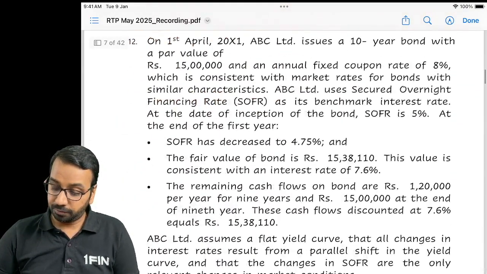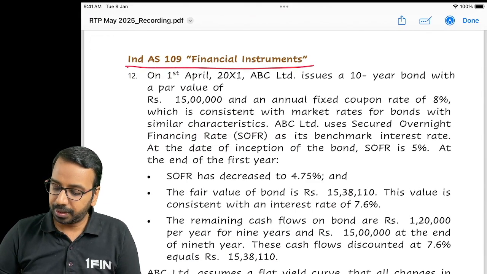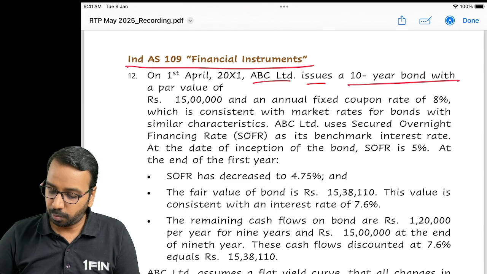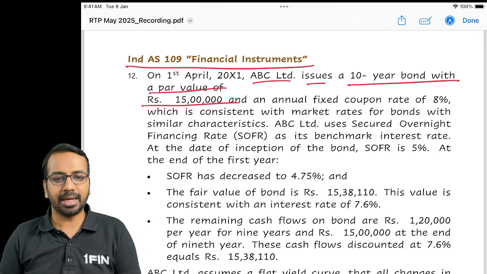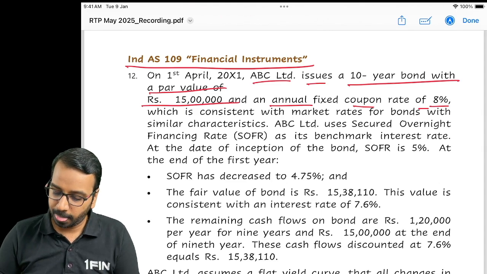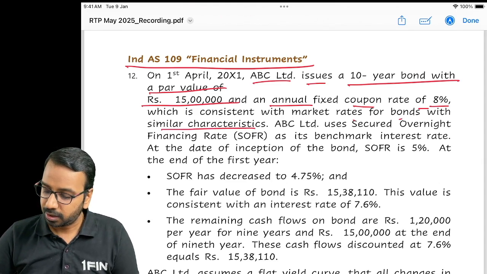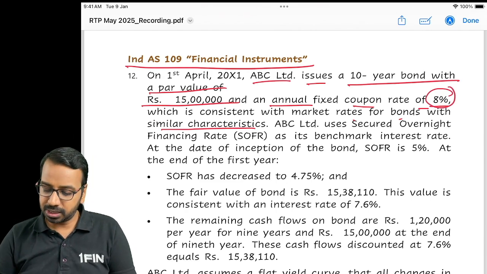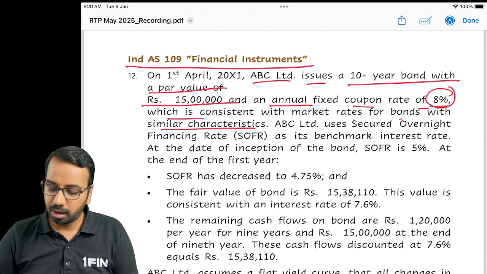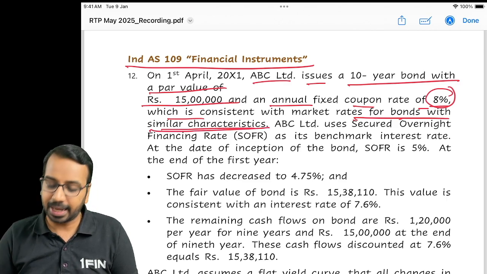Coming to the next question, a very good question on Ind AS 109. On 1st of April, ABC Limited issues a 10-year bond with a par value of rupees 15 lakhs and an annual fixed coupon rate of 8%, which is consistent with market rates for bonds with similar characteristics. So 8% is the coupon, consistent with market rates for similar bonds.